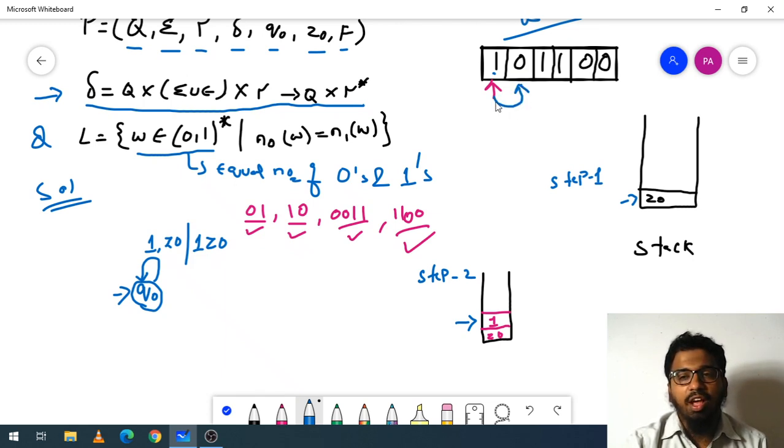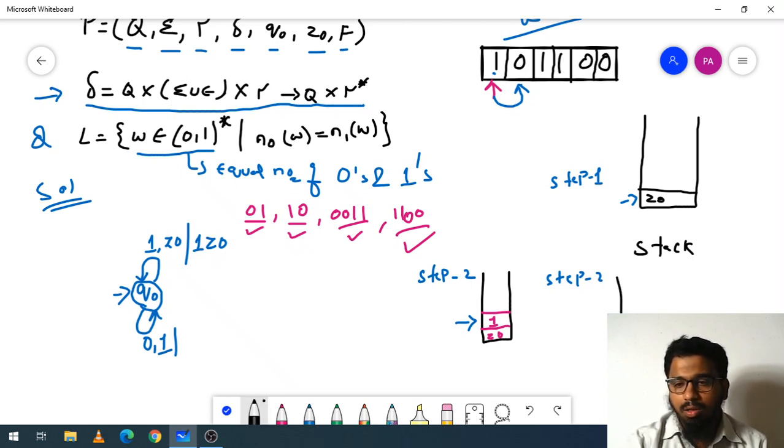Now the header moves from 1 to 0. Whenever we have a 0, let's draw here. Whenever we have a 0 comma, what is the header now? It is 0, and what is at the top of the stack? It is 1. So whenever we have this, at the top of the stack you need to remove, and in step 3 you need to add again.